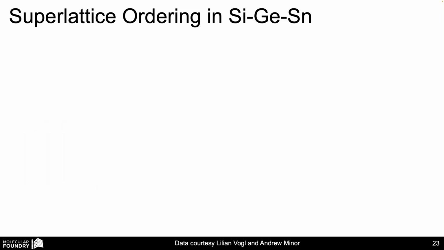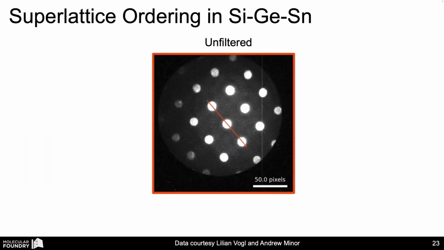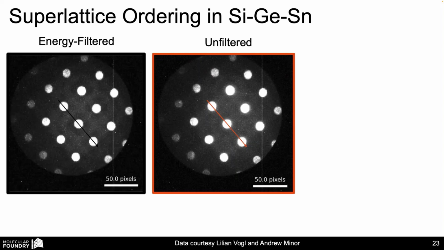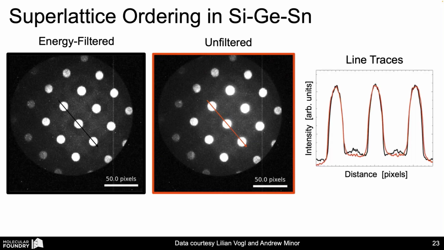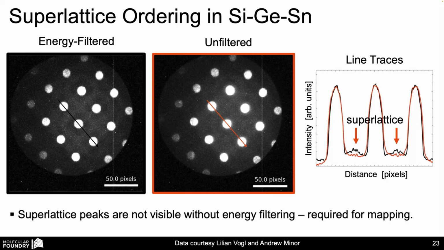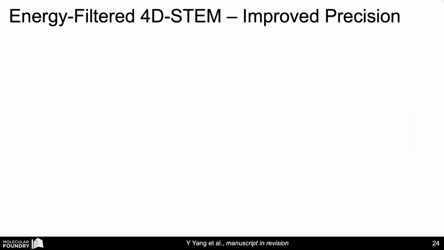So another example, this is from Lillian Vogel in Andy Miner's group, silicon germanium tin. This is an unfiltered scan and an energy filtered scan. And they look quite superficially similar, but if we take a look at the 2 line traces here, shown as this black line and this red line here, and then compare them, you can see additional superlattice reflections appearing at the 1/2 order spots, and they are completely more or less invisible in the noise floor in the unfiltered data here. So once again, if we want to map the presence or absence of these superlattice peaks, we absolutely need energy filtering.